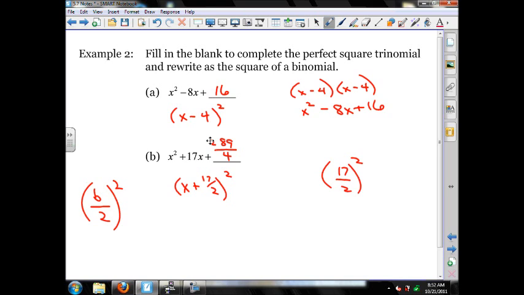You do this one real quick. X squared plus 18x plus what? Fill in the blank so it's a perfect square trinomial, and also write it as the square of the binomial.